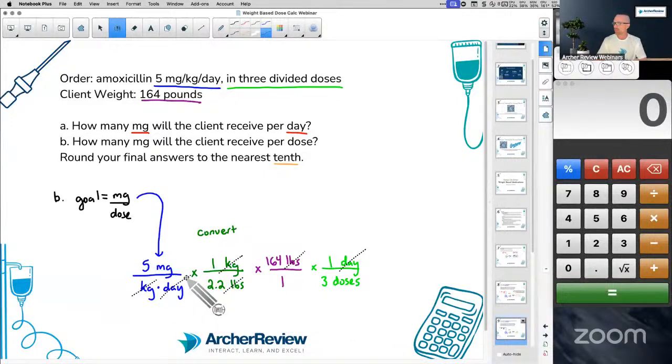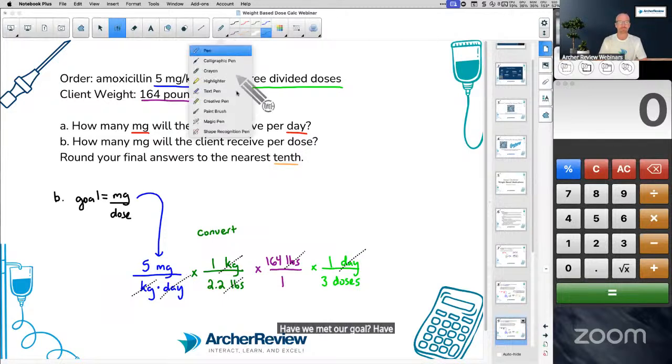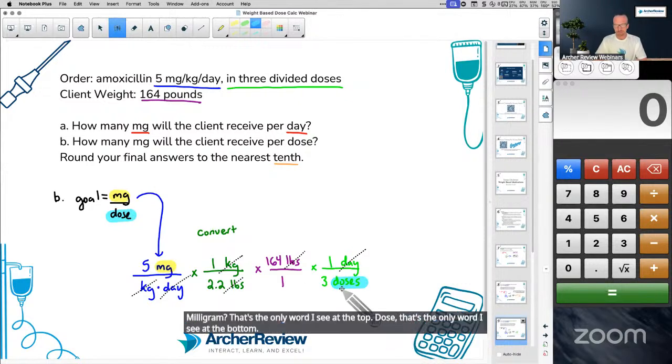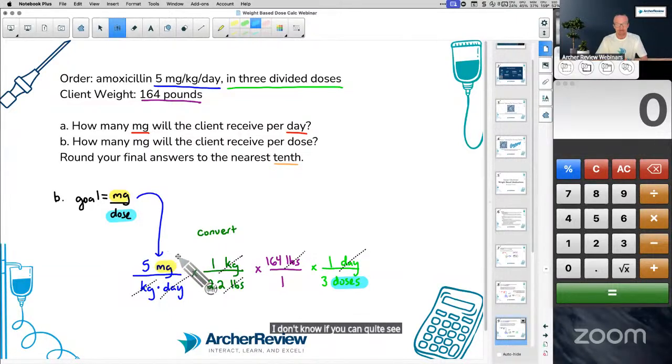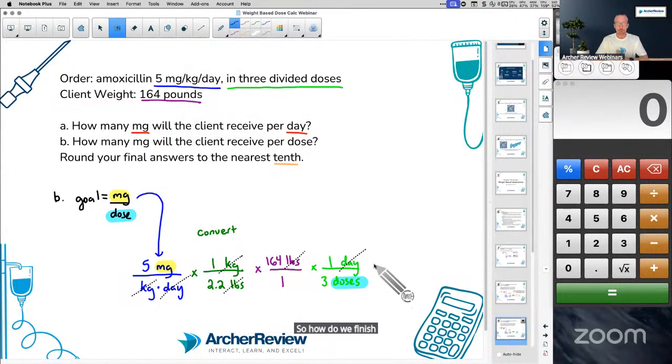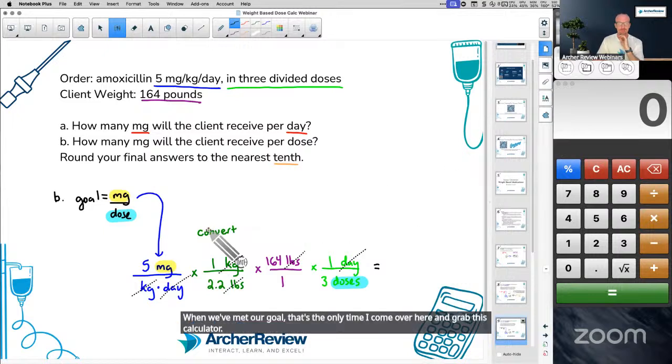Have we met our goal? Have we met our goal? Milligram, that's the only word I see at the top. Dose, that's the only word I see at the bottom. I don't know if you can quite see that, but yes, we've met our goal. So how do we finish this off? When we've met our goal, that's the only time I come over here and grab this calculator.